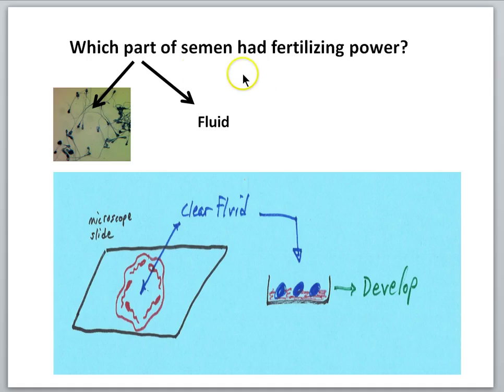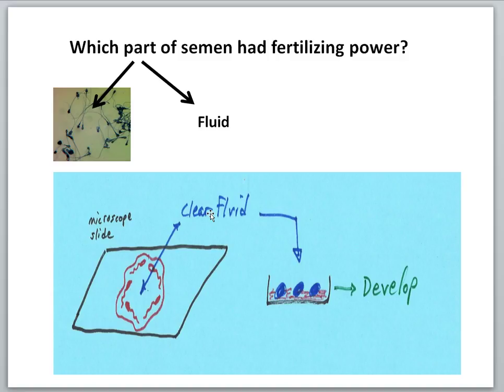And now on to the third question. Which part of semen had fertilizing power? Was it the little swimming worms, the spermatic worms, or was it the fluid component, or was it both? Here Spallanzani took advantage of something he noticed on the microscope. When he would put a drop of semen on the microscope slide, he noticed that the worms tended to gather around the edge of the drop, thus creating a clear fluid area in the middle. So he thought if he could just suck up some of that clear fluid, then he could test whether the fluid itself had the power to fertilize.